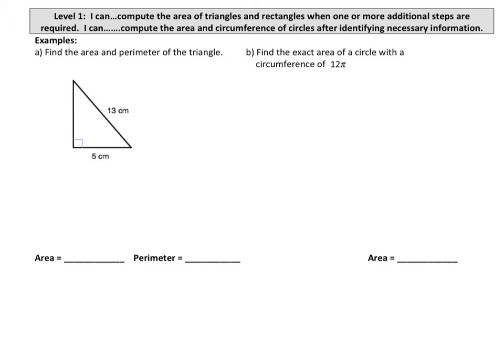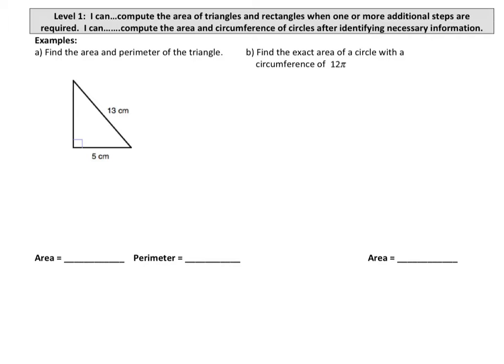In level 1 of this skill, we will be finding the area and perimeter of simple figures like triangles and rectangles. But the questions will involve one or more additional steps. And we will also be looking at the area and circumference of circles. In this first example, we want to find the area and perimeter of a triangle.